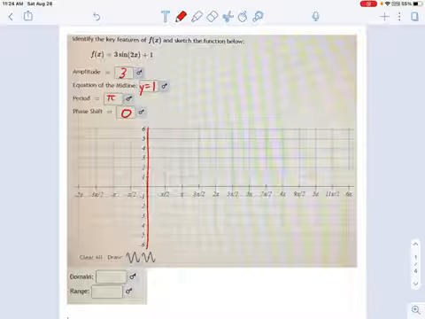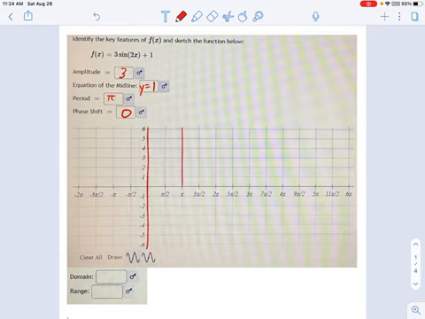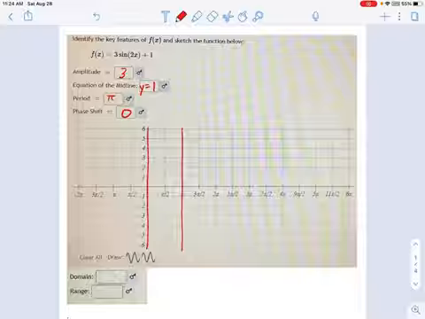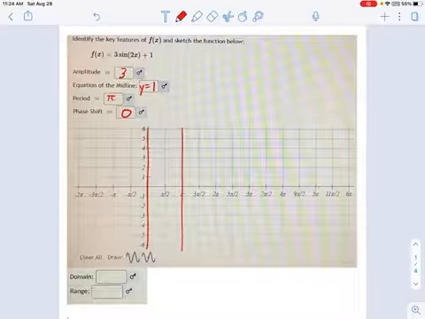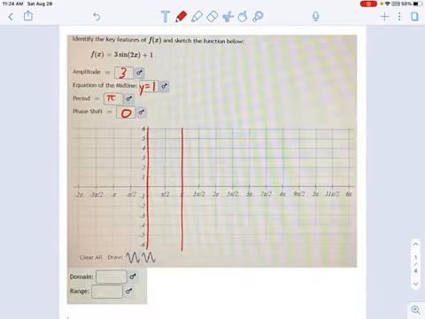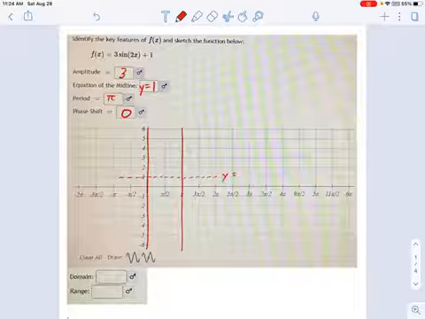So the period is pi. That means the right edge is going to be right here. And it doesn't look like it's going to use much of our graph, but that's fine. Now the amplitude and the midline, it doesn't actually matter what order you draw these lines in. You could have started with midline and amplitude. Maybe because those are easier, I would have started there. But here's my midline. That's y equals 1.